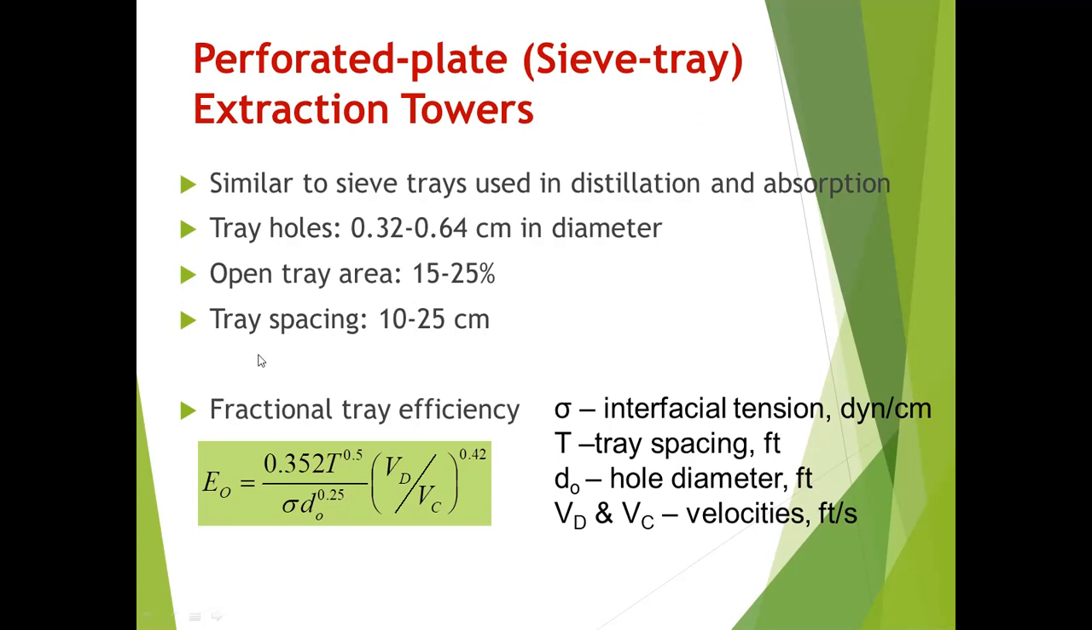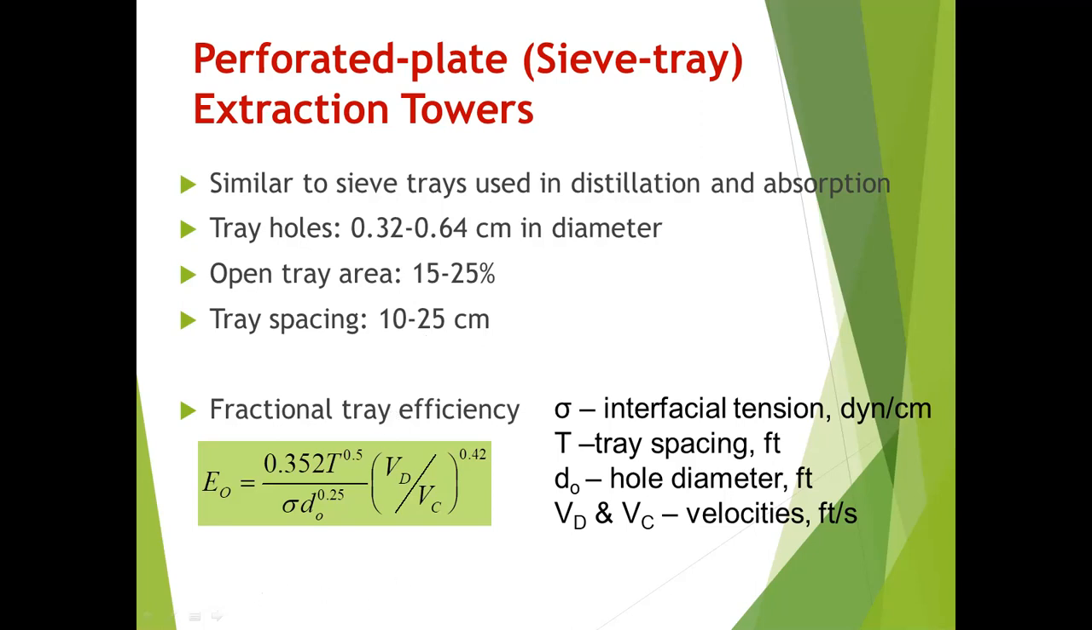Now, how is the tray spaced for this perforated plate or sieve tray extraction tower? They are spaced from 10 to 25 centimeters. So the trays could be as near each other as 10 centimeters or as distant from each other as 25 centimeters as to the spacing of the trays.